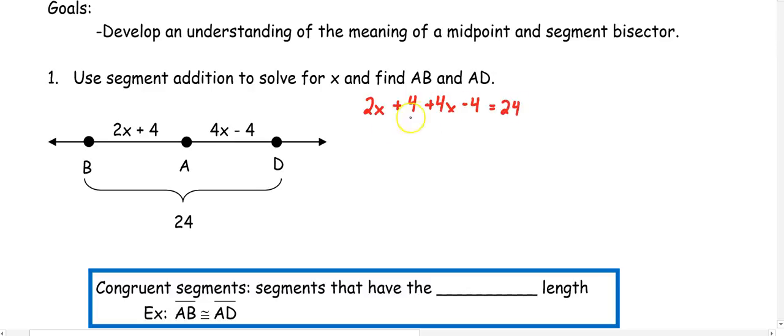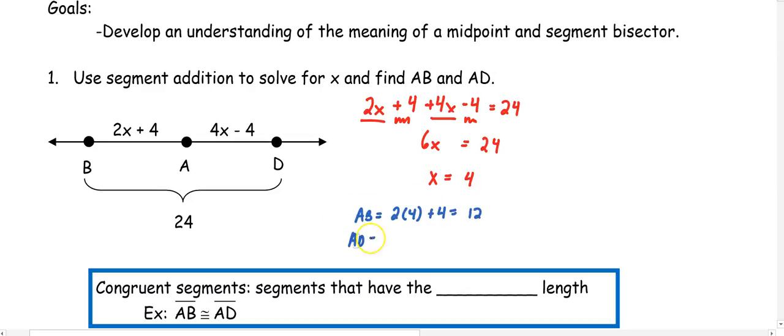So I'm going to combine like terms. 2 plus 4 gets us 6x. 4 minus 4 is 0, so I'm just going to say 6x equals 24, and divide both sides by 6, so x is 4. Then I need to find the length of AB, so I'm going to substitute 4 in for x. 2 times 4 plus 4 is 12, and I'm going to find the length of AD, so 4 times 4 minus 4 is also 12.